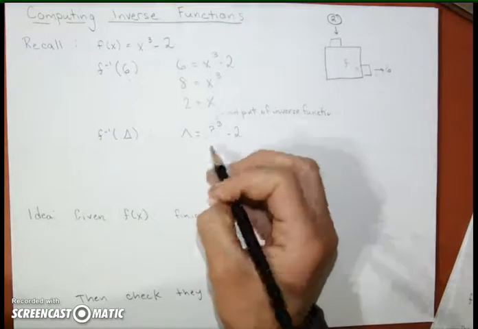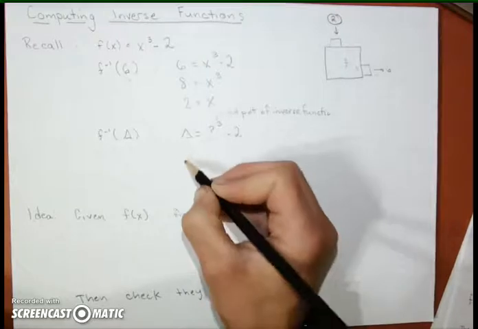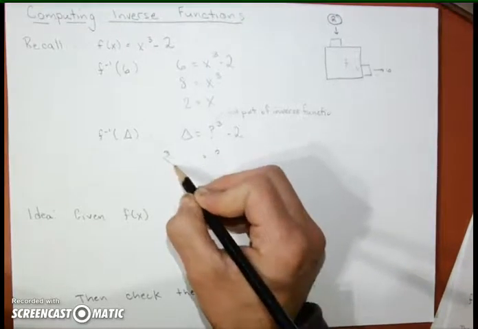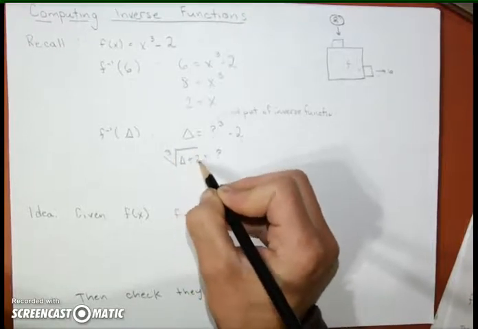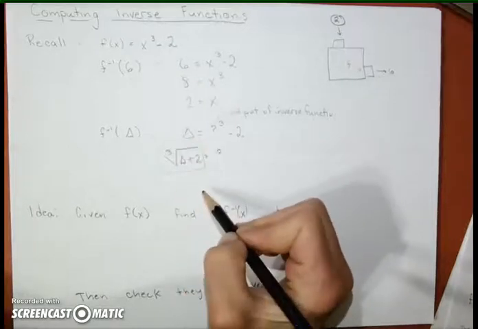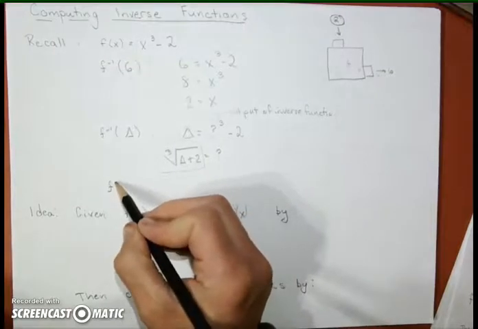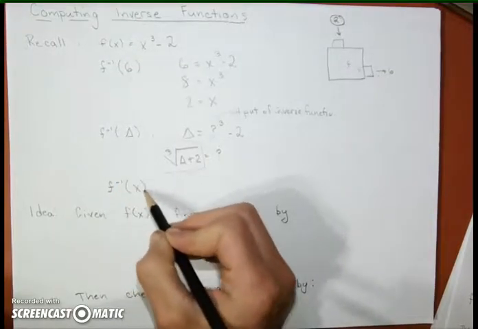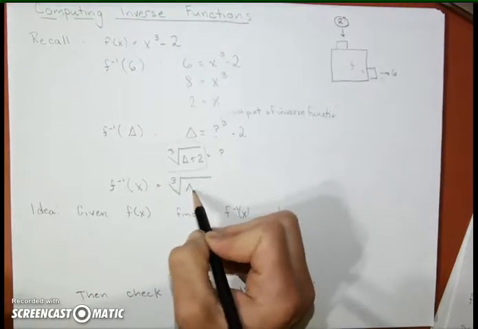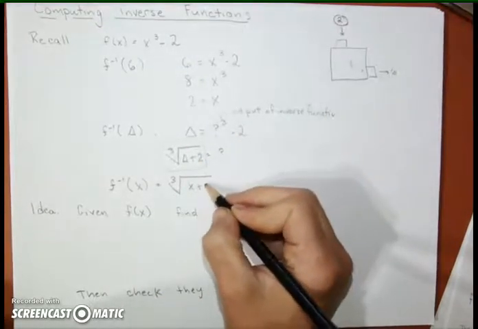So I solve for the question mark, and just like we did two videos ago, I end up finding that the question mark equals the cube root of triangle plus 2. So this expression should be my output when I plug in triangle. We write this just like we would a normal function. f inverse of x: I plug something in, and my output is the cube root of, not triangle anymore, now we use our actual variable, x plus 2.